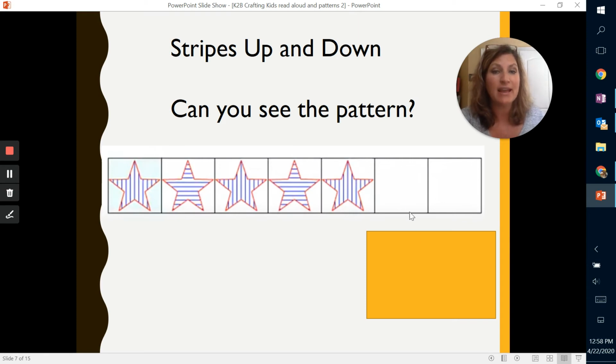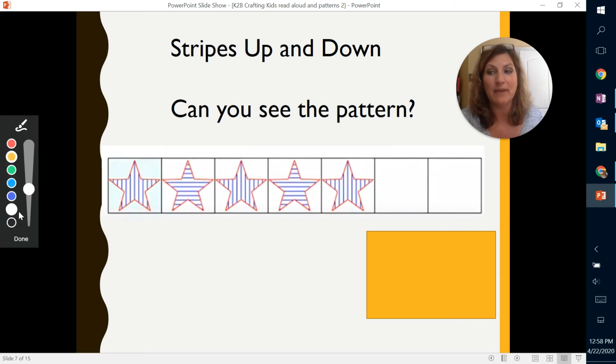So the next shape that is actually going to be here is, that's exactly right. It would be a horizontal star. So this particular one right here is going to be next in the pattern. The stripes would go straight across, and then the next star, the stripes would go straight up and down, which means vertical. All right.